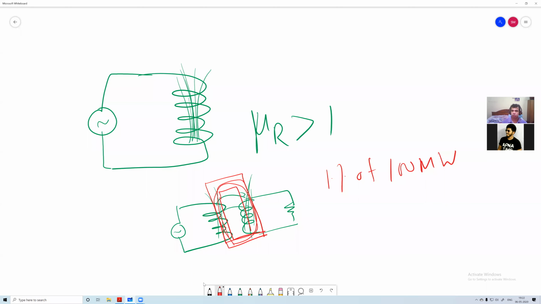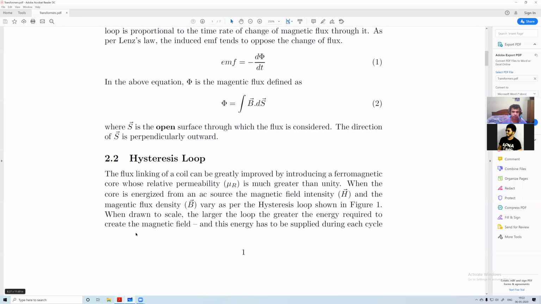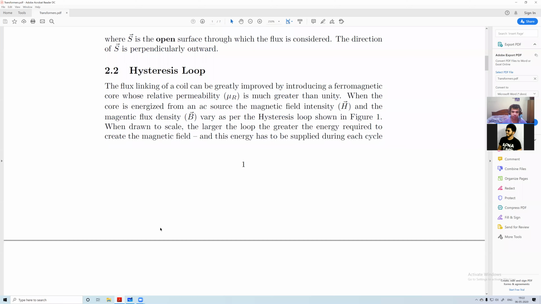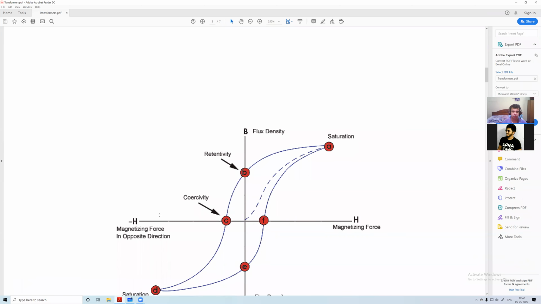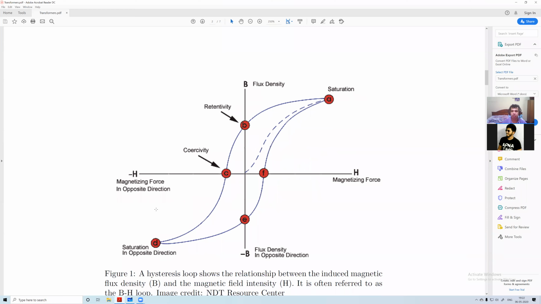Now, what are the types of losses we can experience? One is, of course, I square R loss. That is there. What else can be there? Okay, let's do the hysteresis loss. Have you seen this graph before? Hysteresis, right? And there's another one called eddy current loss. So there are two losses, hysteresis loss and eddy current loss.